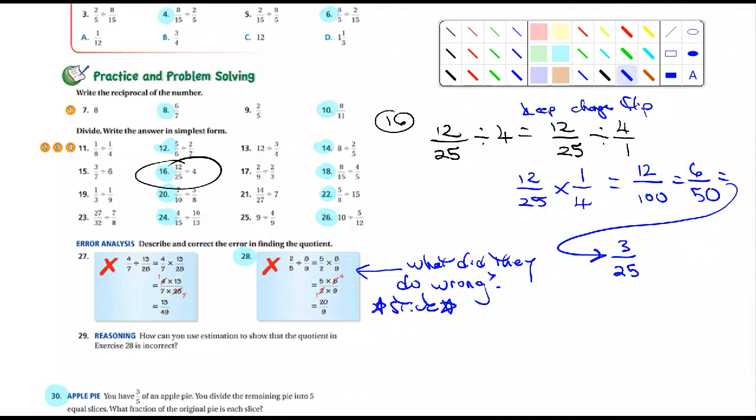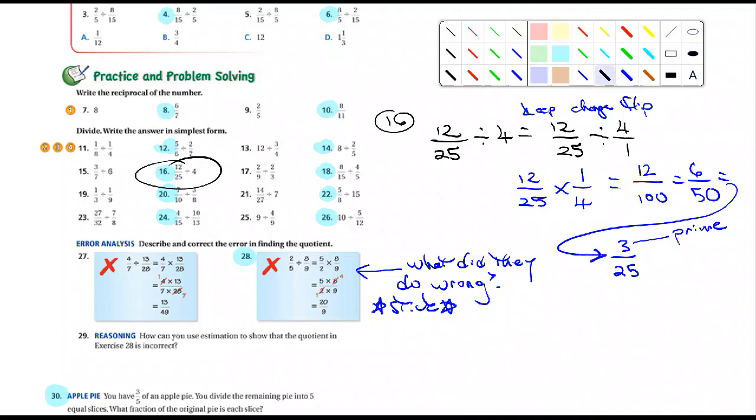Can we reduce it any further? No. And you know why? Because 3 is prime. Once you have a prime number, whether it's the numerator or the denominator, if one of those is prime, you can't reduce it. So is that the answer to 16? So that's the answer to 16. Okay, Mr. Conyers? When you're flipping it, do you just flip the right fraction? Yes, and then change the division to multiplication? That's it.